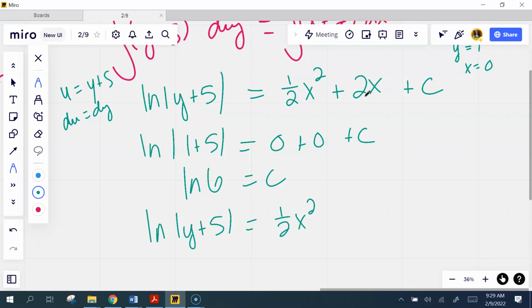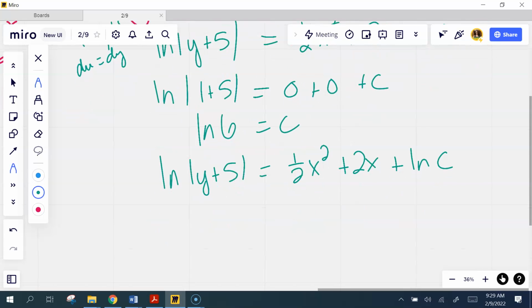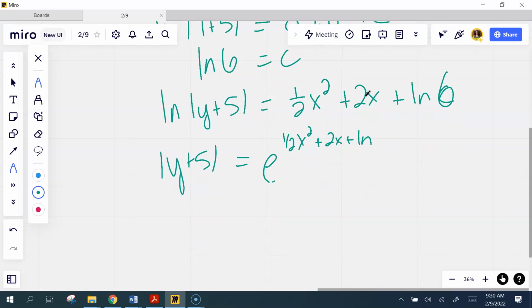One half x squared. Well, yes. Same process. I was just showing every step. I wanted them to see why. But yes, you're exactly right. So y plus 5 equals e to the 1 half x squared plus 2x, and there's that 6 there.